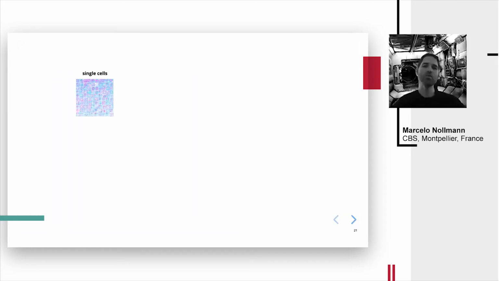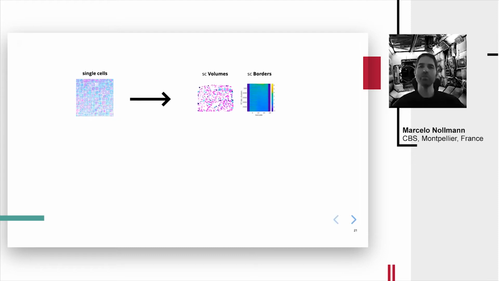And so, to summarize briefly, I have told you that we detected a very high degree of heterogeneity in single cells. We have analyzed single cell volumes and single cell borders, and we did not find a correlation between the existence of different sizes of TADs or the presence of borders with transcriptional activation.